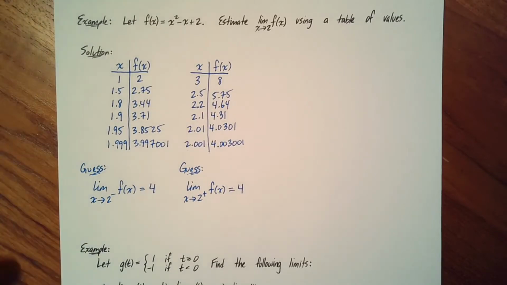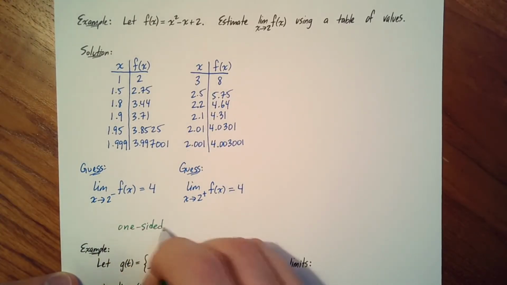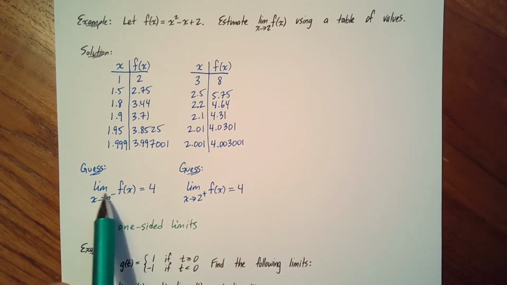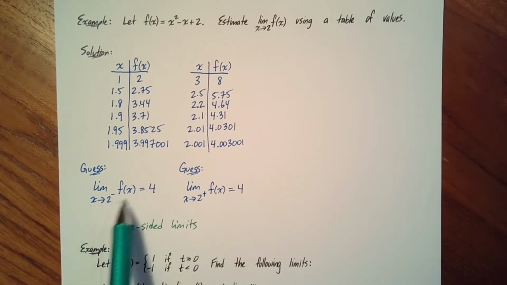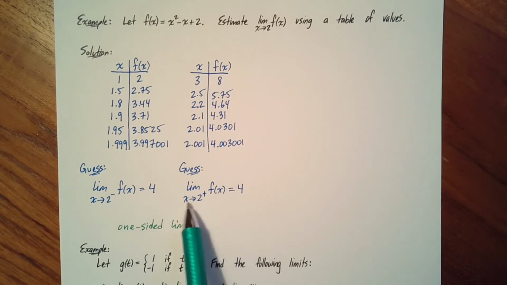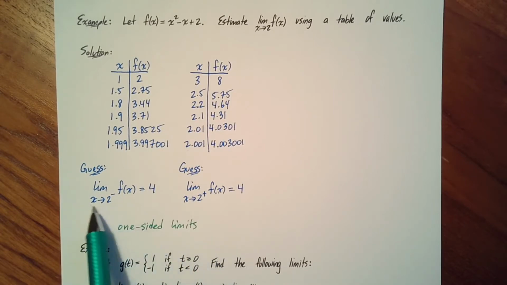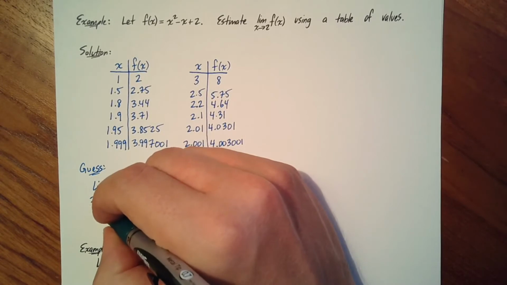I'll use green. These are called one-sided limits, by the way. If you write a limit notation, but you actually take your variable approaching a value just from one side, so x approaches 2 from the left, that makes this a one-sided limit. If x is approaching 2 from the right, that's also a one-sided limit because it's only approaching 2 from one direction. Same with this one, right? This is only approaching 2 from one direction. So I just want to point that out because I'll use that terminology.